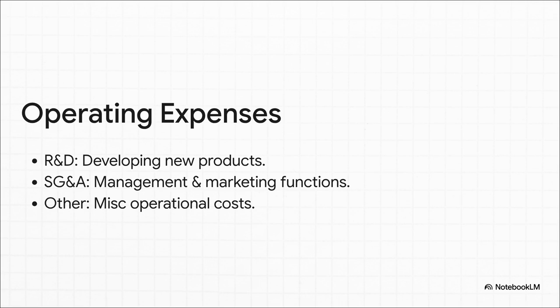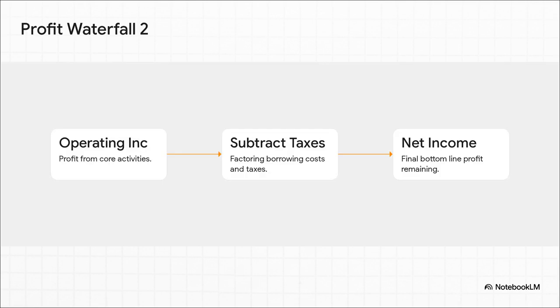Because we definitely aren't done shedding costs yet. From that gross profit, we have to deduct operating expenses to see what it costs to run the business day to day. This includes R&D expenses for developing new products, it includes selling, general and admin expenses for management, sales, and marketing, and it includes other miscellaneous operational costs. Basically, these are the necessary burdens of keeping the lights on, paying the management team, and keeping the break room coffee machine fully stocked. And here is the second half of our profit waterfall cascade.